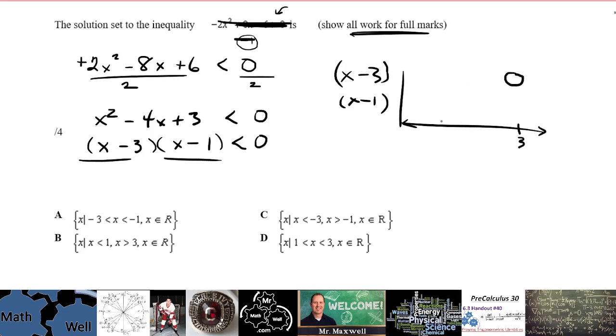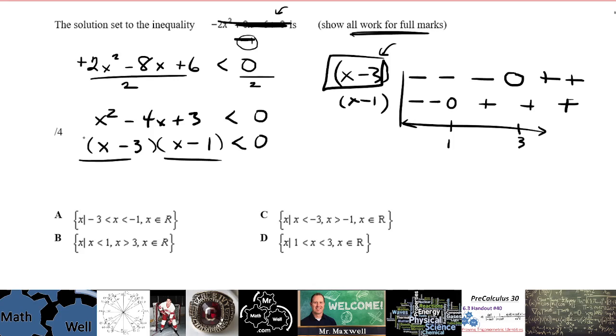Any x value that's less than 3 would cause this particular factor to be negative. That's why we put negative signs on the left of the 0. Any x value that's greater than 3, when you plug it into this factor, would give you a positive value. That's why we put plus signs over there. And here, similarly, at positive 1 we have a 0: minus before that, positive after.